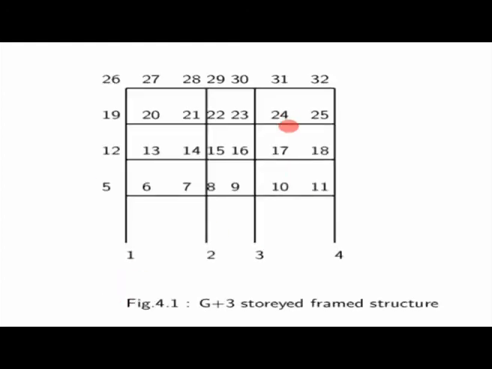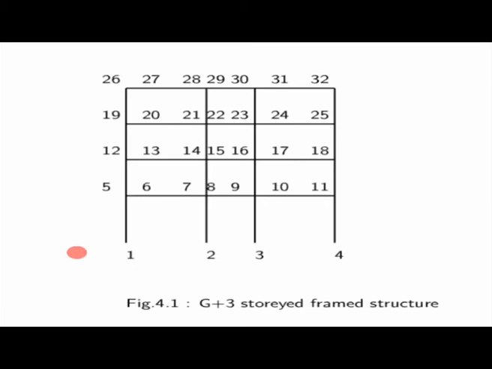So what I have done, I have given the node numbers. So 1, 2, 3, 4, 5, 6. 6 means actually the middle, 7, 8, 9, 10, 11, like that. We have total 32 nodes.